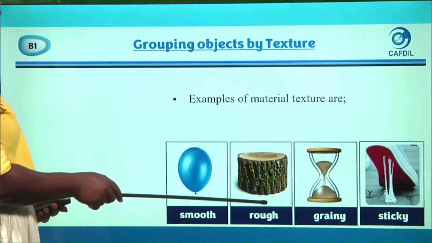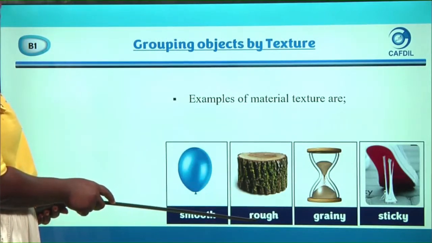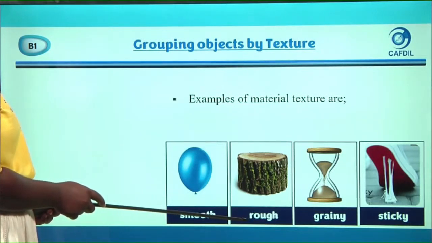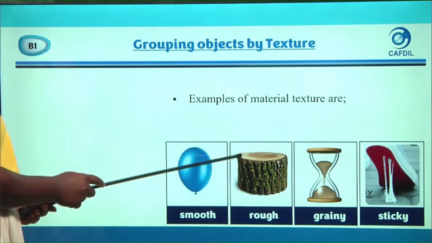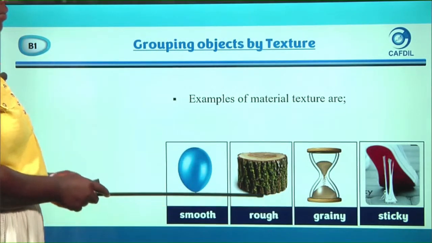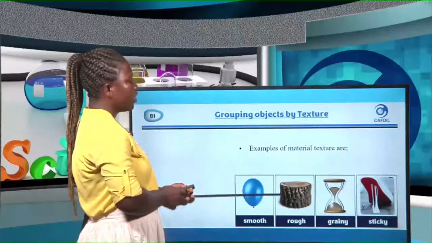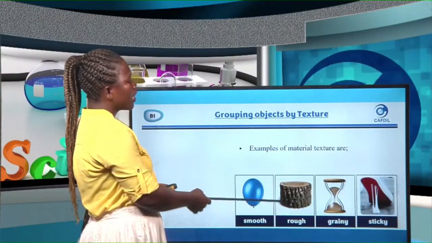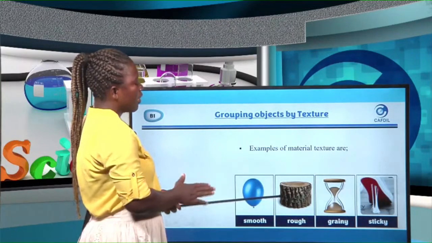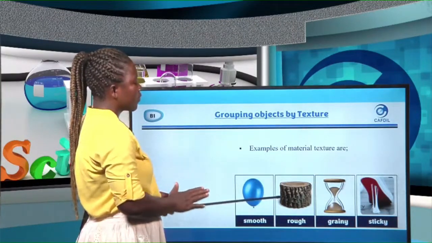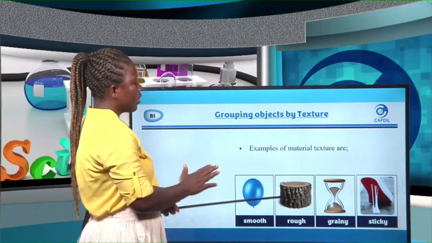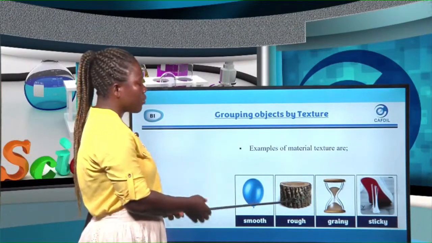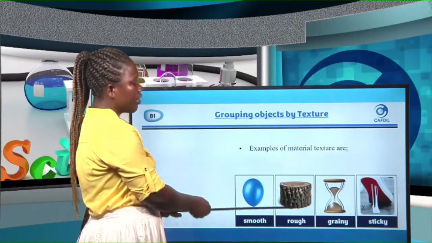Rough. Say with me, rough. So let's look at this tree. When you touch this tree, it's rough. It can even cut you. So this tree is rough.